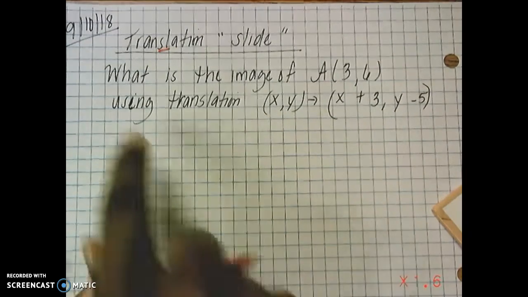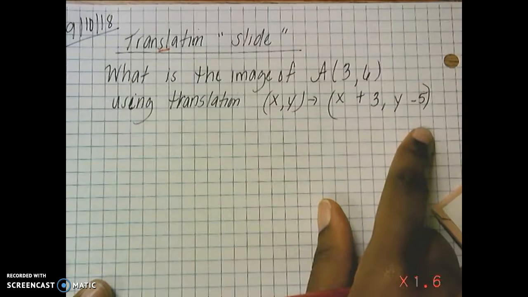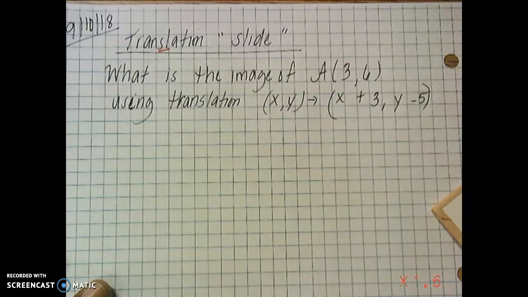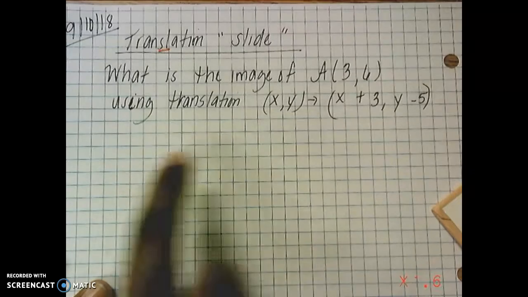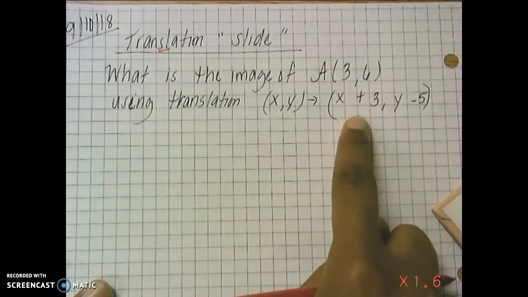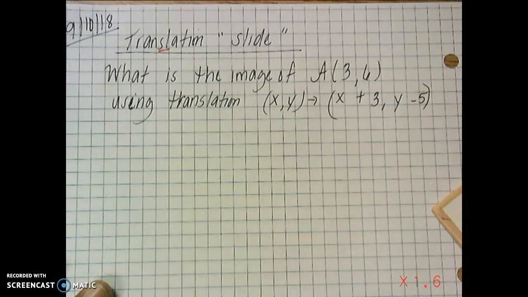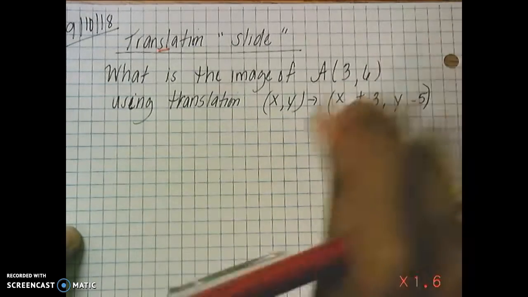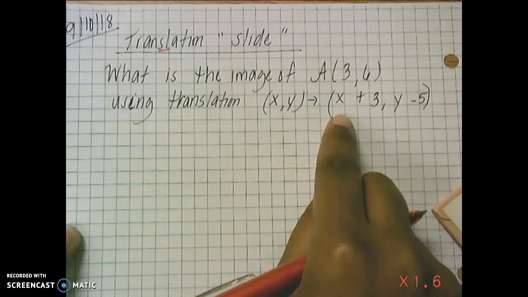So when you see the word translation, think of a slide. Now this is what a typical problem may look like. It says, what is the image of A, which is at 3, 6, using a translation of every x and y, we're going to go x plus 3 and y minus 5. So what this looks like in practice is every single x value, and it goes along with what you expect on the coordinate grid.